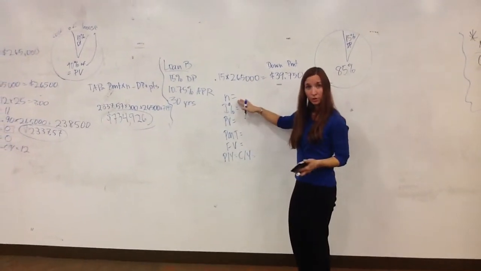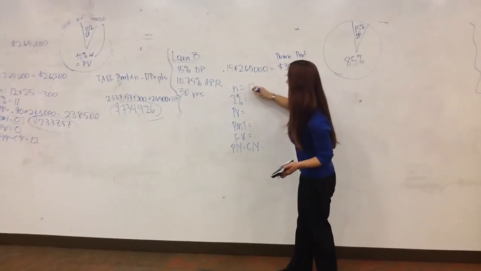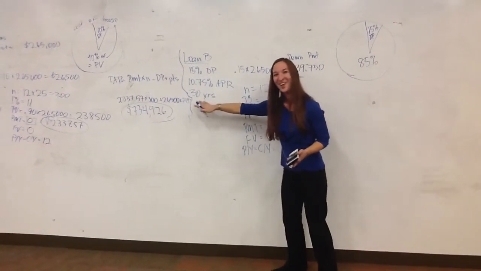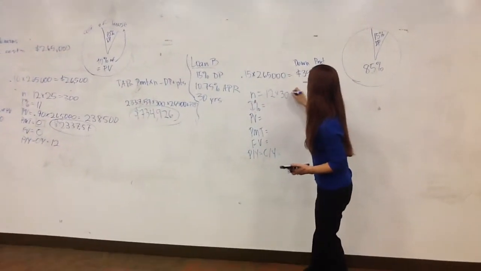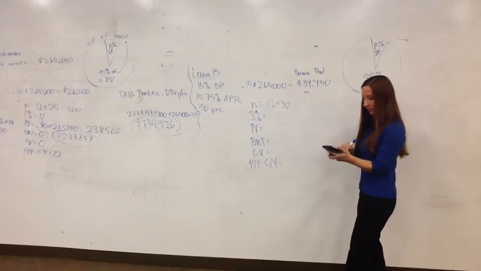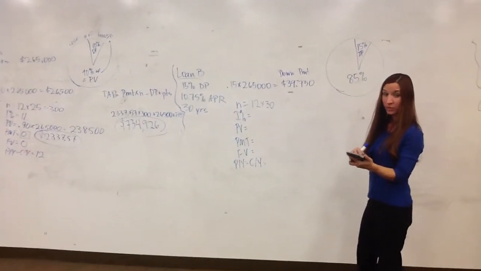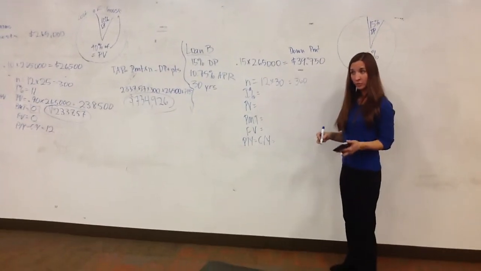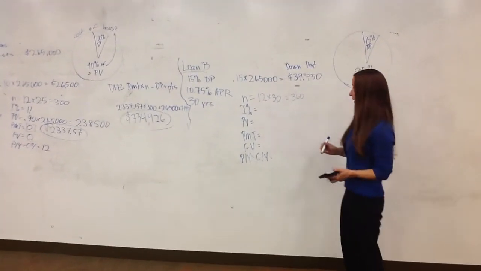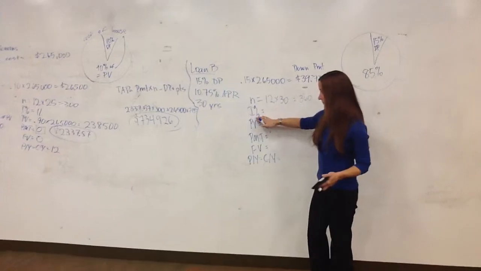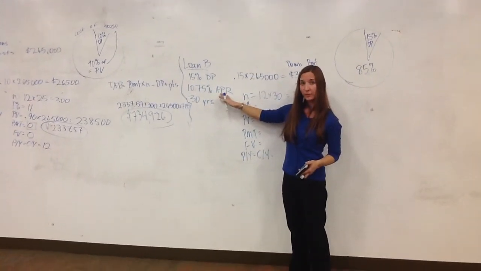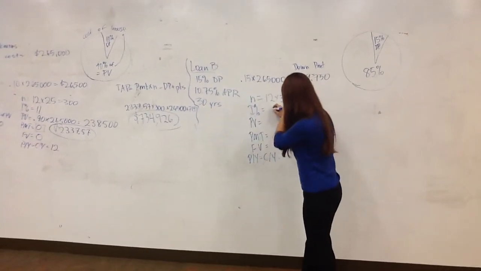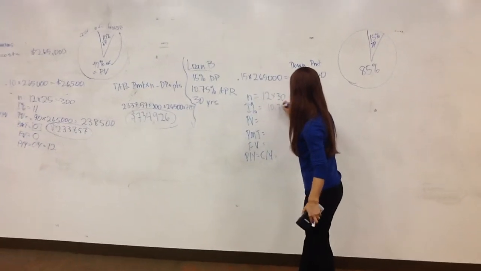Now, N is our total number of payments. We make monthly payments, or the Blackmans do, for 30 years. So if we type 12 times 30 into our calculators and press enter or execute, it's going to result in 360 total payments over a 30-year mortgage. That sounds right. The I percent is the annual percentage rate given in the problem, which is 10.75.